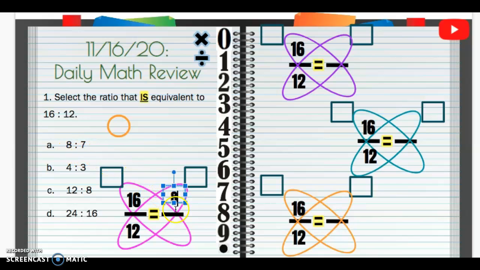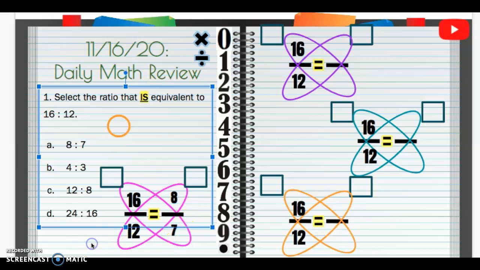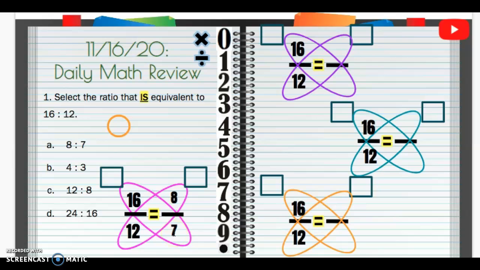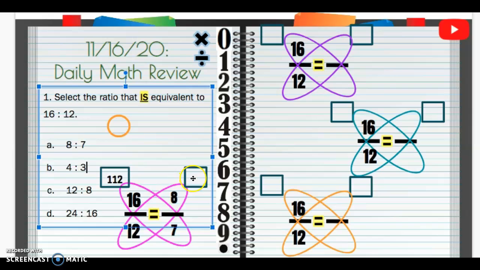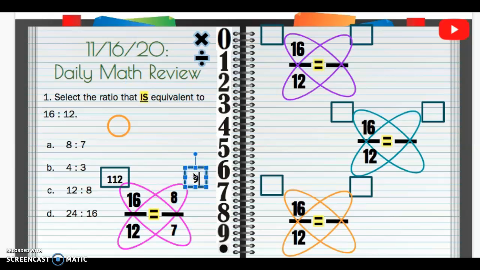So you put 8 and you put 7. And then you ask yourself, okay, well, 16 times 7, what does that equal? It equals 112. I'll make that box bigger for you guys. 112. And then 12 times 8, what does that equal? And you say 96. So 112 and 96, they don't match. So they're not equal. So let's go to 4 to 3.